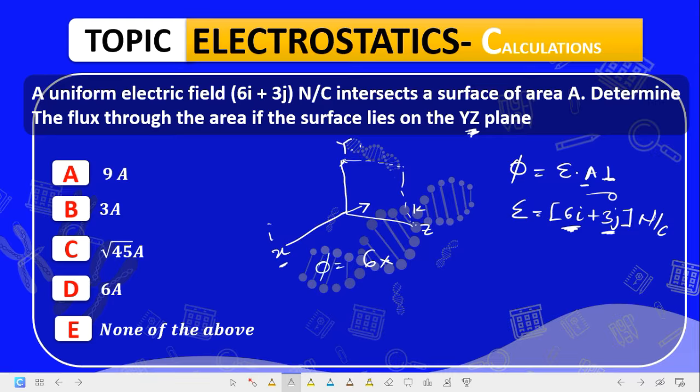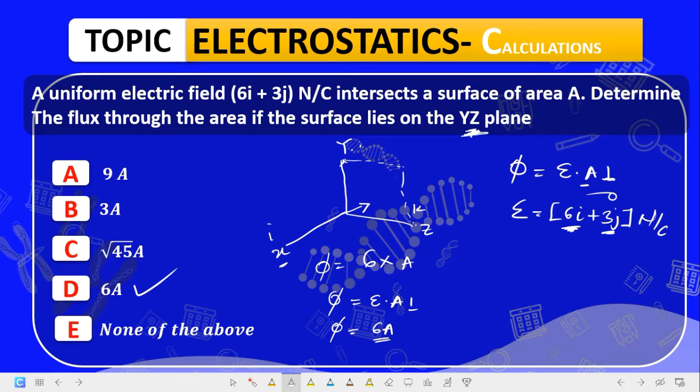So phi is 6 times what? Our area was given to us as what? A, because we said that electric flux is E times A perpendicular. E times A perpendicular. So this is equal to what? 6A, not root 45A. So the correct answer to this question is 6A, not root 45A.